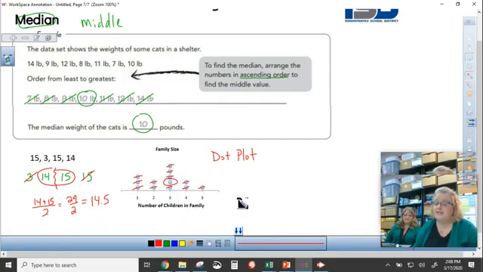You have some example problems to try on your own that have numbers or some data listed as a list of numbers, and you even have 1 or 2 to try with some dot plots.